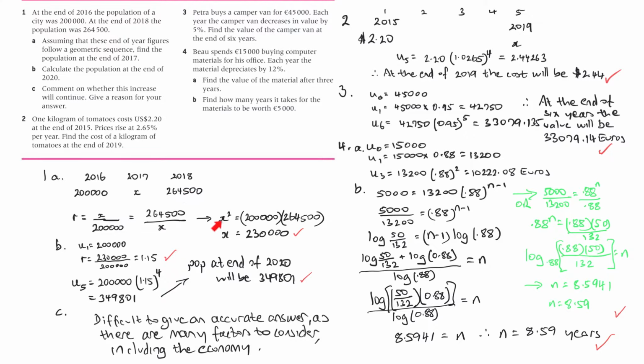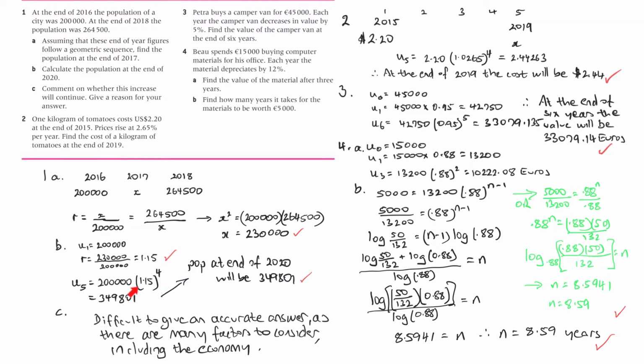Cross multiply, we've got X squared equals 200,000 times 264,500. And so therefore X equals 230,000. Okay, couldn't be minus, just the positive one, right? 230,000. And that's the correct answer there. B, calculate the population at the end of 2020.